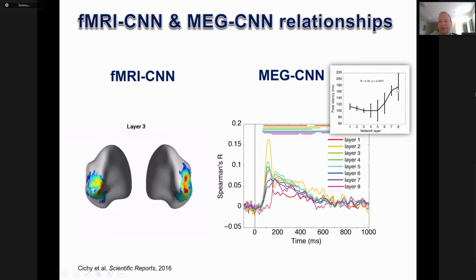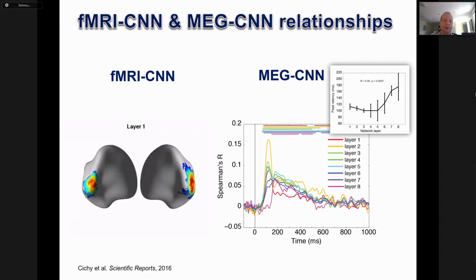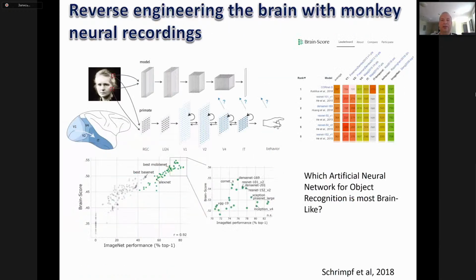So higher level signals are coming later and later in the brain, and later in layers in the model. So that's one brief demonstration of how one can create relationships between humans and machines. And there is a lot of literature here that I don't have the time to cover. Even more powerful measurements are with monkey recordings.